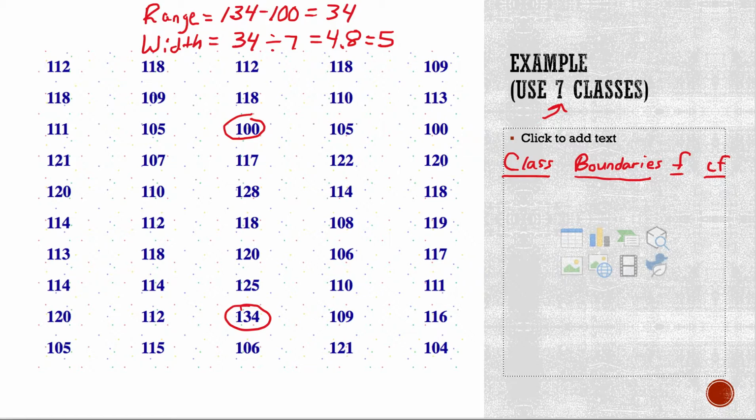All right, so then what we do is we're going to take our lowest value, which is the 100. I'm going to add 5 to it, and that gives me the beginning of the second class. I'm going to add 5 again. That gives me the next class. And I'm going to keep doing that, adding 5 until I get my 7 classes.